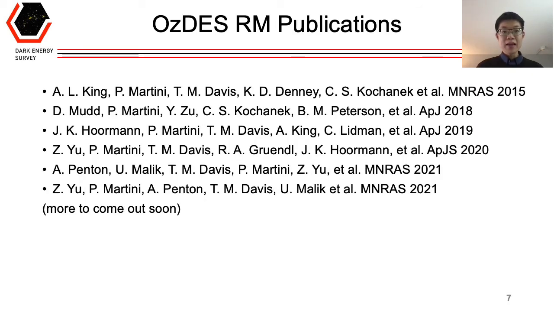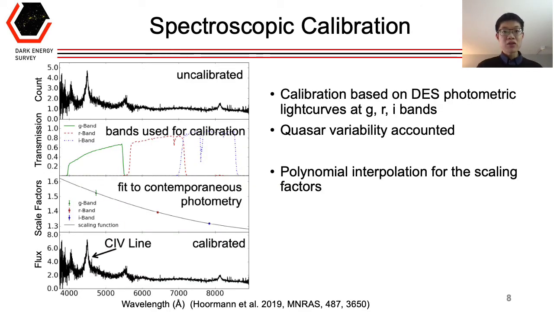We have published a set of papers on our data analysis and initial lag measurements, and there will be more results to come out in the near future. The OzDES spectra were taken with the 2dF multi-fiber spectrograph. It is non-trivial to calibrate the fiber spectra, while the calibration is also critical for our light curves and lag measurements. In the Hoormann 2019 paper, we developed a pipeline to calibrate our spectra using the DES photometric light curves, which naturally accounts for the quasar variability over time.